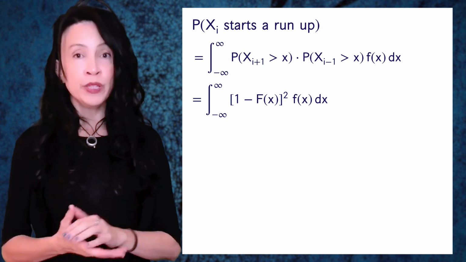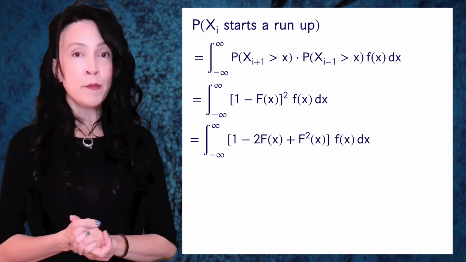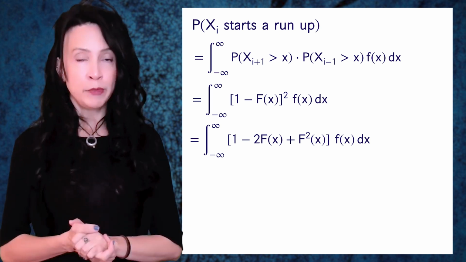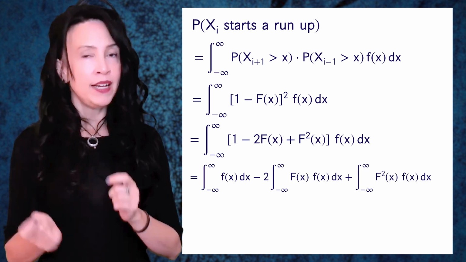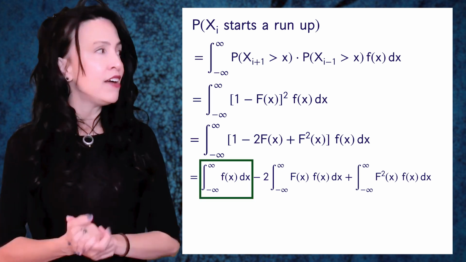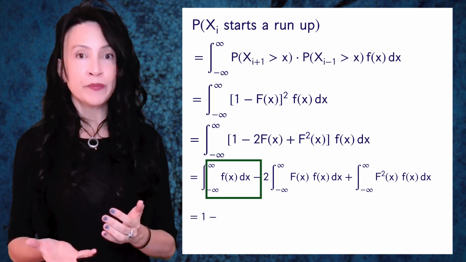There are many things I can do with this. I think I'm just going to square it out. When I square this out, I get 1 minus 2 capital F plus capital F squared, all times the PDF, lowercase f, dx. I'm going to run the PDF through and integrate each of these terms. Here I have the integral from minus infinity to infinity of the PDF, and we know that's 1.